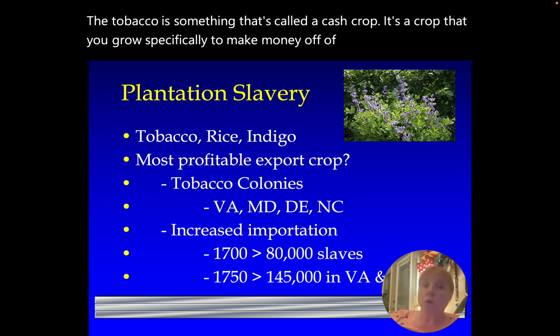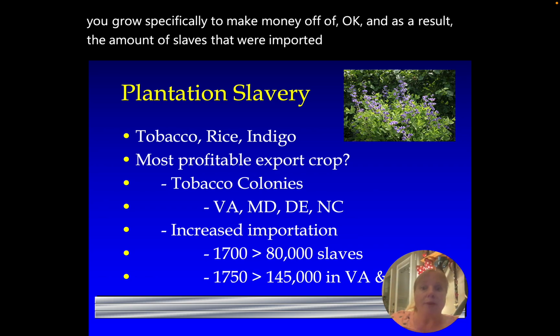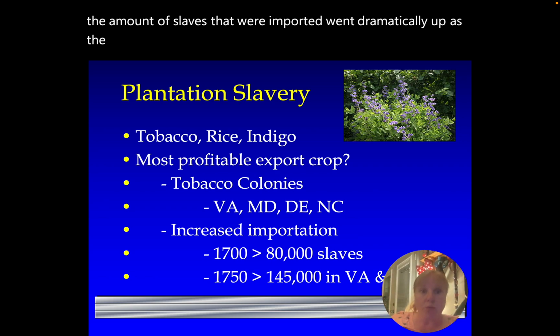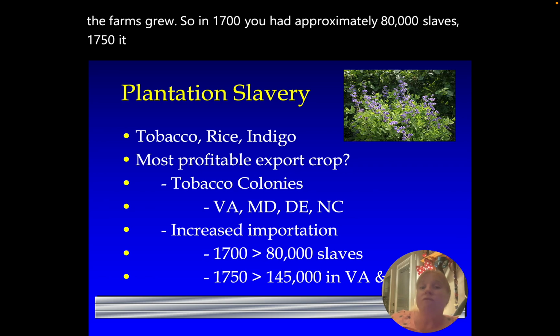Okay, and as a result, the amount of slaves that were imported went dramatically up as the farms grew. So in 1700, you had approximately 80,000 slaves. 1750, it went up to 140,000 slaves in just 2 states.